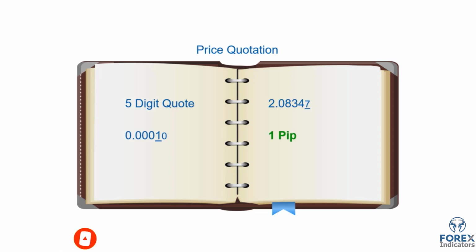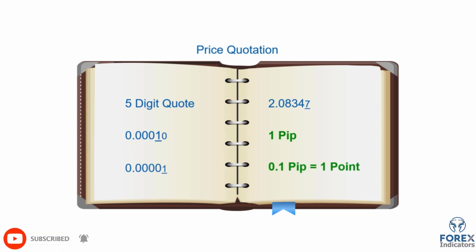1 pip is equal to the 4th decimal place, or 0.0001 movement in a currency pair. Nowadays, because we have a 5-digit quote, traders have coined a new term which labels the 5th decimal place a point. So now we have a 4th decimal place which is called a pip, and a 5th decimal place which is called a point. Let's now take a look at how we calculate spread in the market.